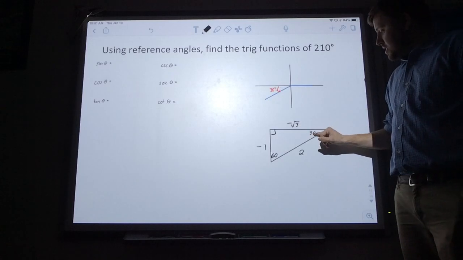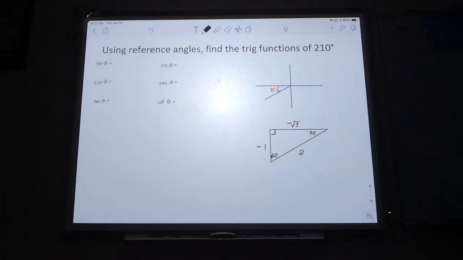Okay, our reference angle is 30, so from 30, we're going to answer those 6 questions. So from 30, we need to find sine. Sine is opposite over hypotenuse, so the opposite is negative 1 over 2. So there's your answer for that. And from there, we just use that reference over and over again. So cosine is adjacent over hypotenuse, so that's negative root 3 over 2. Tangent is opposite over adjacent, so the opposite is negative 1 over the adjacent negative root 3. So those become positives, and then we rationalize. So root 3 over 3. And then do the reciprocals on the other side.